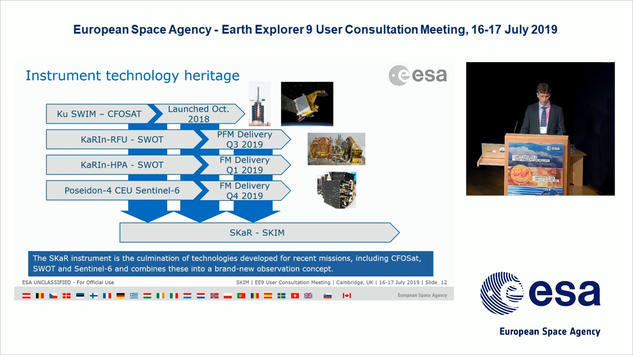the antenna technology from a Ku-band instrument called SWIM on CFOSat, which was a joint French-Chinese mission launched in October 2018. And we are inheriting the RF electronics, the high-power amplifier, and the K-band switching electronics from the SWOT mission, which is a mission jointly developed by NASA and CNES in partnership with the Canadian Space Agency and the UK Space Agency. And it's really these investments from these ESA member states that are now enabling this new mission concept.